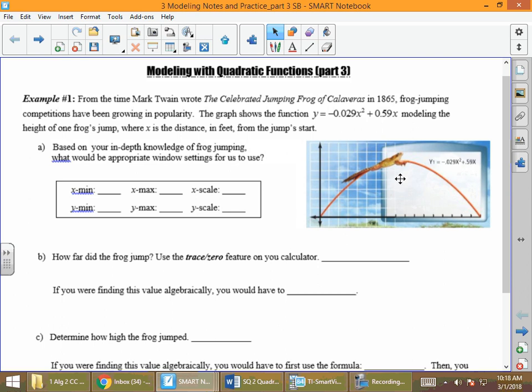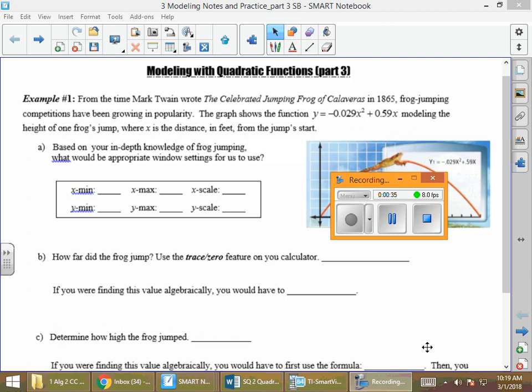One last example here of modeling with quadratic functions. And we're looking at this example here. It says, from the time Mark Twain wrote The Celebrated Jumping Frog of Calaveras, and I think it's Calaveras County, is what I remember in the book, if you've read that, in 1865, frog jumping competitions have been growing in popularity. The graph shows the function y equals negative 0.029x squared plus 0.59x, modeling the height of one frog's jump, where x is the distance in feet from the jump start.